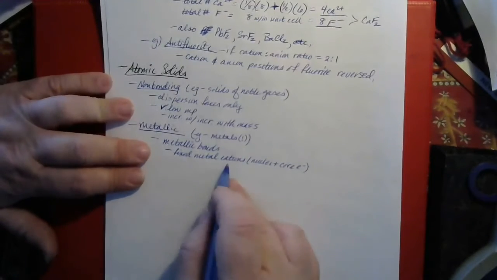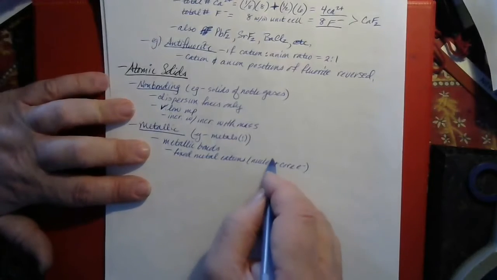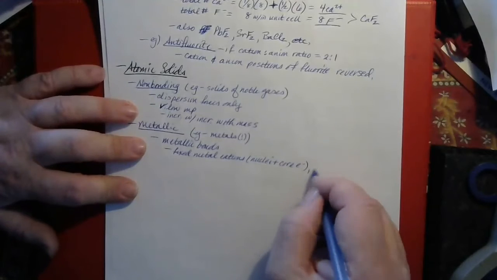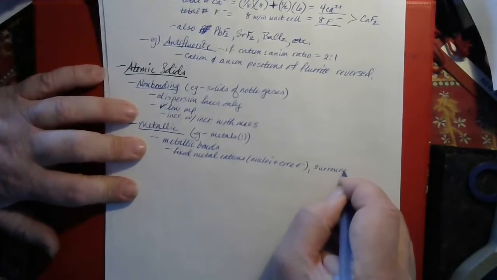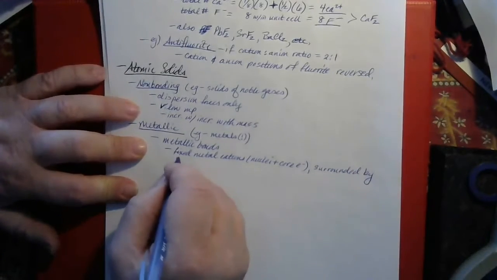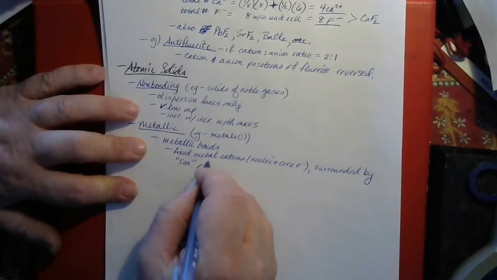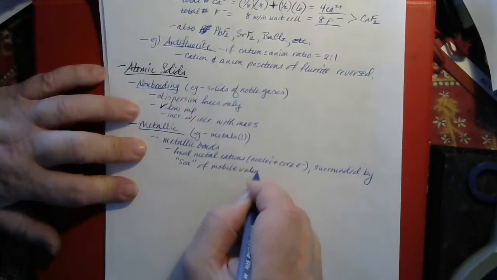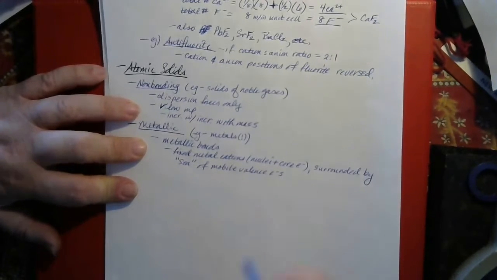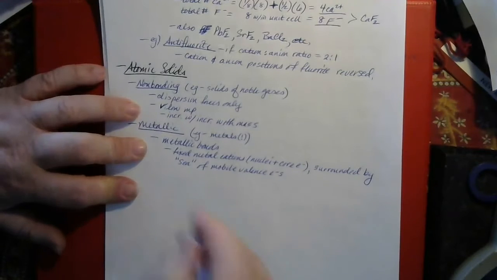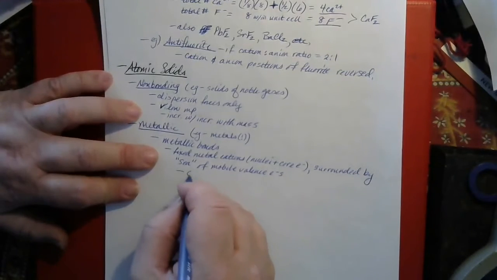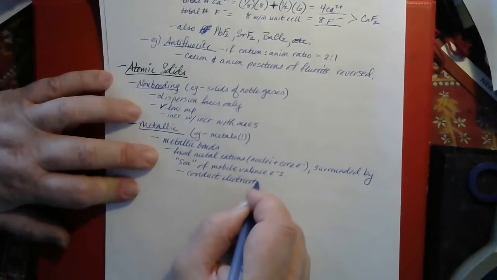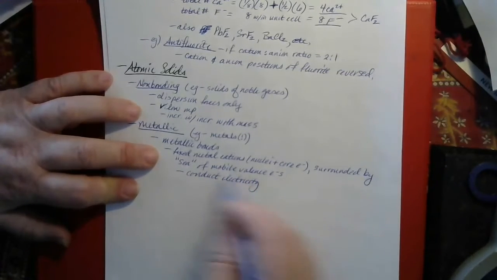And so what you essentially have are fixed metal cations that consist of the nuclei and the core electrons of the metal atoms, surrounded by what's often referred to as a sea of mobile valence electrons. This is the reason that metals conduct electricity, because of those mobile valence electrons.